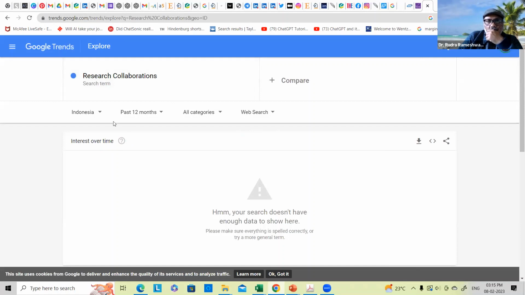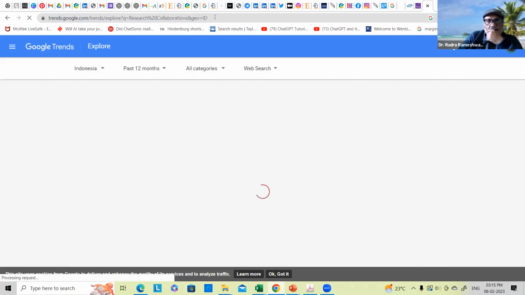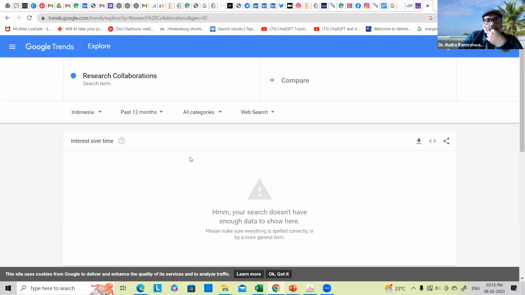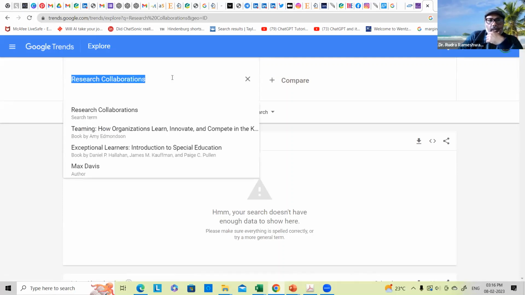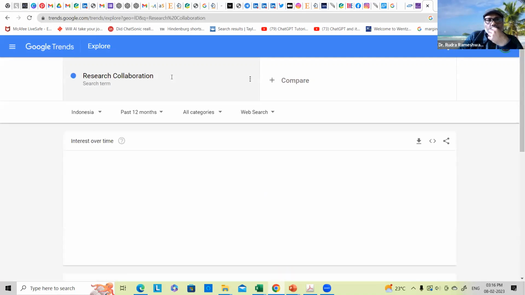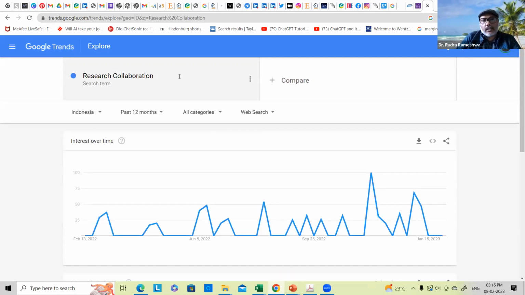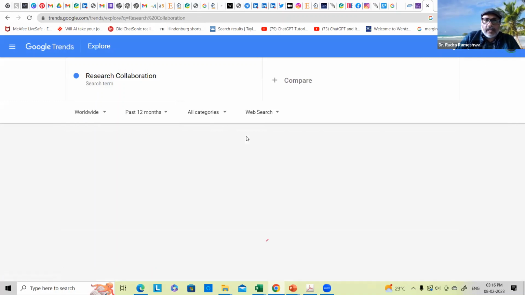So I'm sure it is not showing. Let me check again. Okay. Your search does not have enough data to show here. Let me try collaboration. Yeah, now it has come. So you can see sometimes these keywords are also very much important. If you see interest over a period of time from February 13 to 15, it is not very much here. This is for Indonesia; if I go to worldwide, let me check.